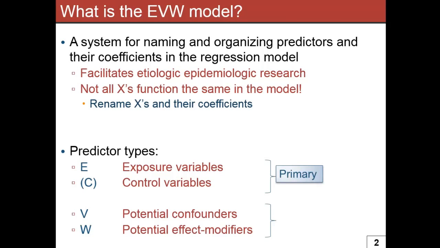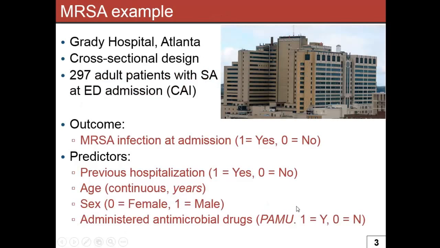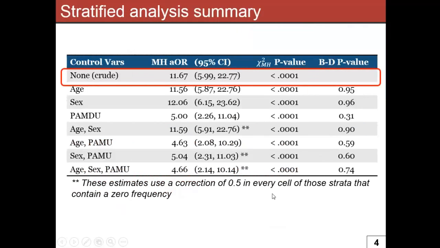Okay? And so we're going to use these letters. E and C represent the primary variables that we went out and measured. And then V and W are how these control variables function in the model. Sometimes they function as confounders, and sometimes they're effect modifiers. A variable can actually appear as both things. It can be both a confounder and an effect modifier, which is kind of mind-blowing. But these are the things we go out in the world and collect. We collect exposure and control variables, and then in the model, the control variables can do either of these two things. So here's our example again, this MRSA example.